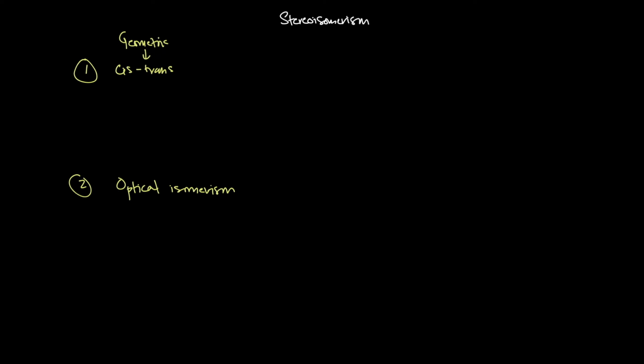Now, what is optical isomerism? Optical isomerism arises when a molecule has what we call a chiral center. Now, what exactly is a chiral center? A chiral center is also known as a chiral carbon atom.